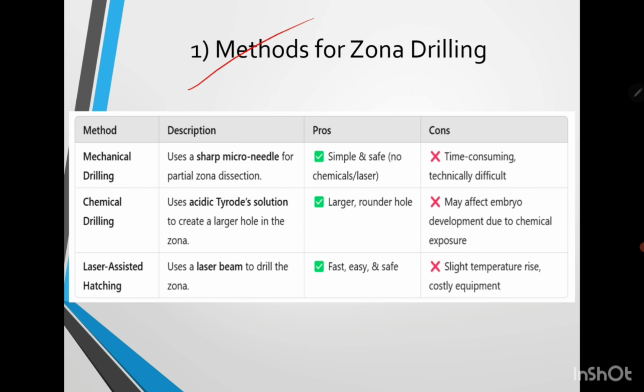So, methods of zona pellucida drilling. What are the methods? First is mechanical drilling. Second is chemical drilling. Third is laser assisted hatching.